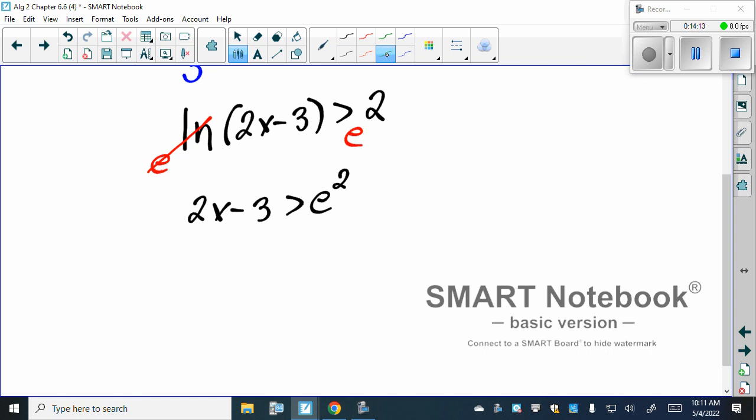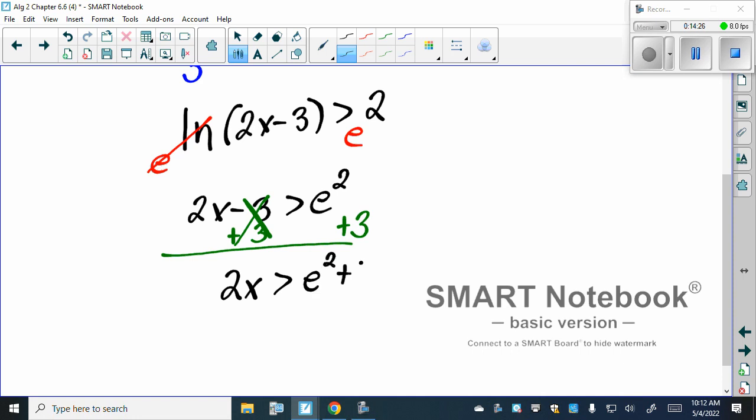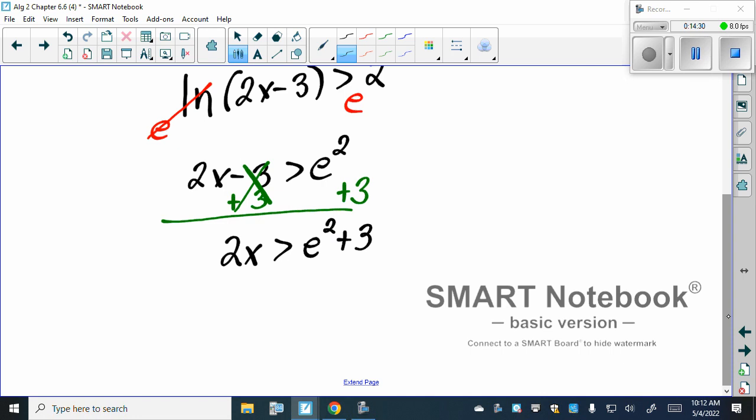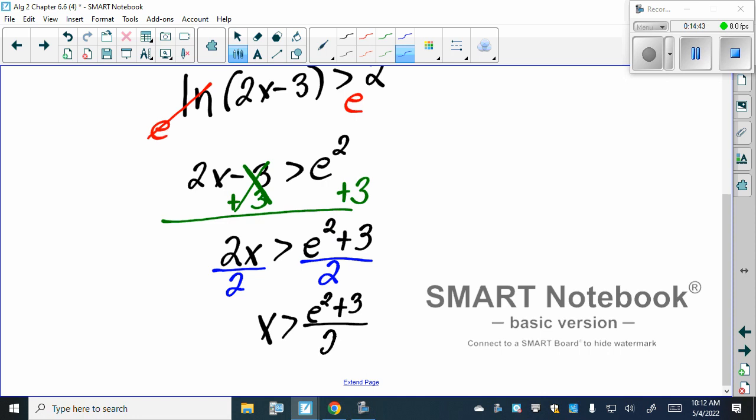What can we do next? Add 3 to both sides, because these will cancel out, telling me 2x is greater than e squared plus 3. Next we would divide by 2, telling us that x is greater than e squared plus 3 over 2.